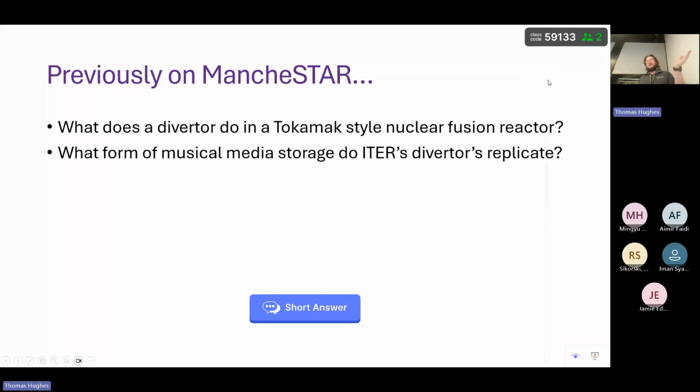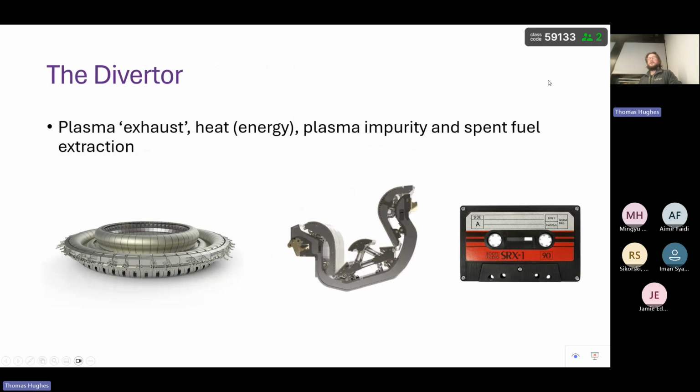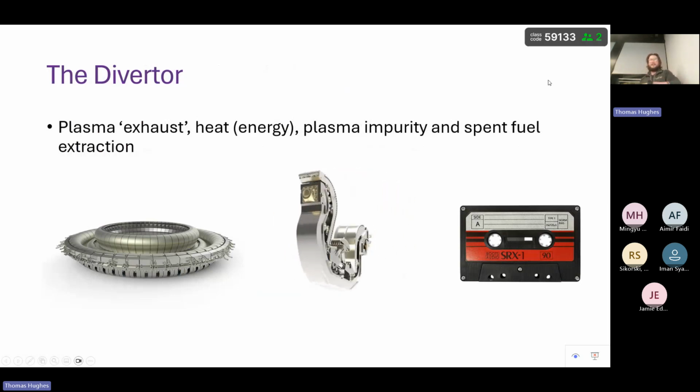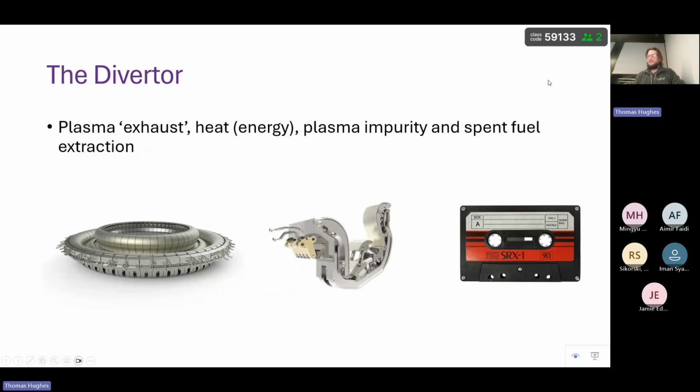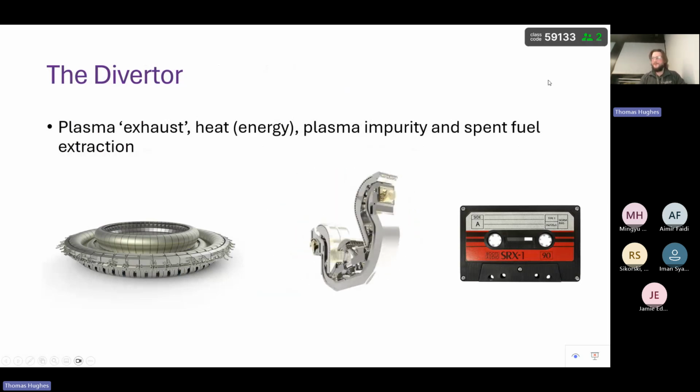Any ideas of what musical media storage I'm on about? No? Yes? Imam will know. Online. No? All right. Well, so yeah, it's the exhaust essentially, extracting some heat, plasma impurities and spent fuels, and it mimics cassettes, which pop in and out. Don't know if anyone here has ever owned a cassette, but I have. Okay, cool.